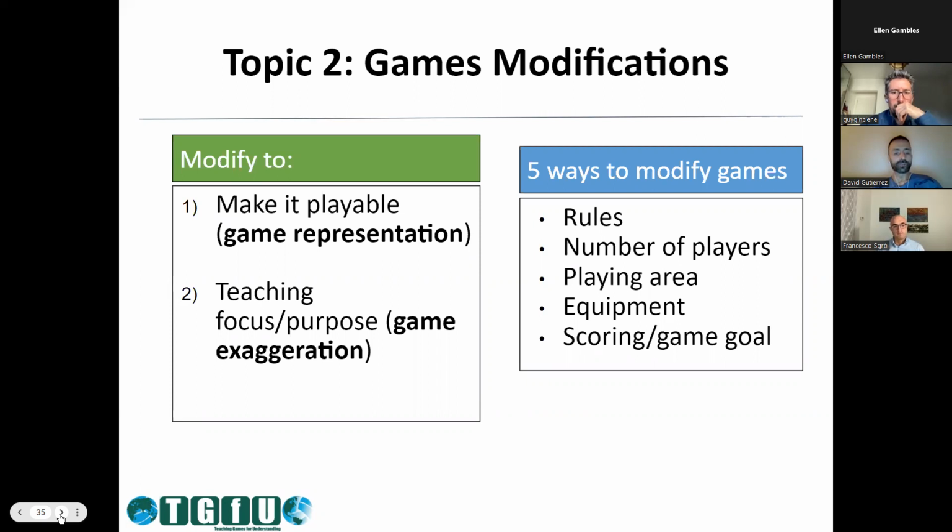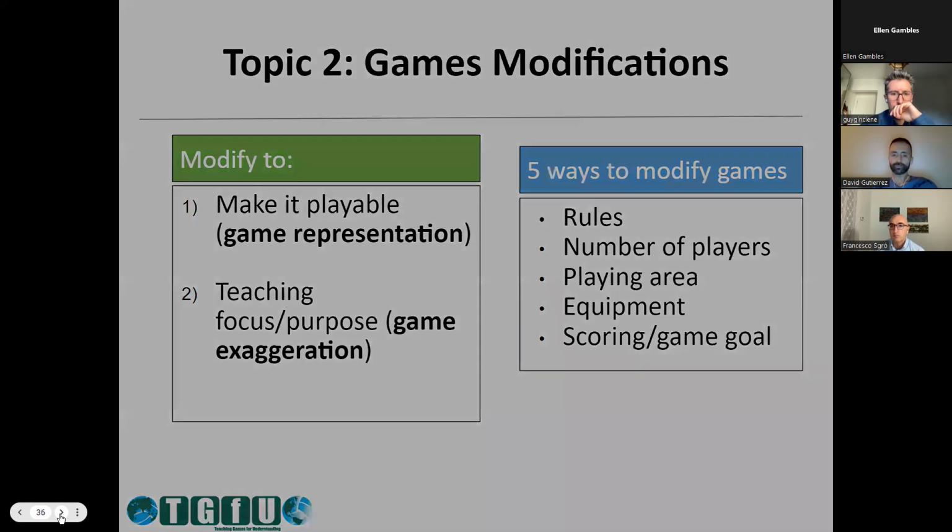So when we do that, we call it game representation. And the second purpose, we modify to focus the game on the teaching goal of the lesson or the situation. We will see how to use the modification of structural elements of rules, number of players, playing area, equipment, and game goal. So next slide.